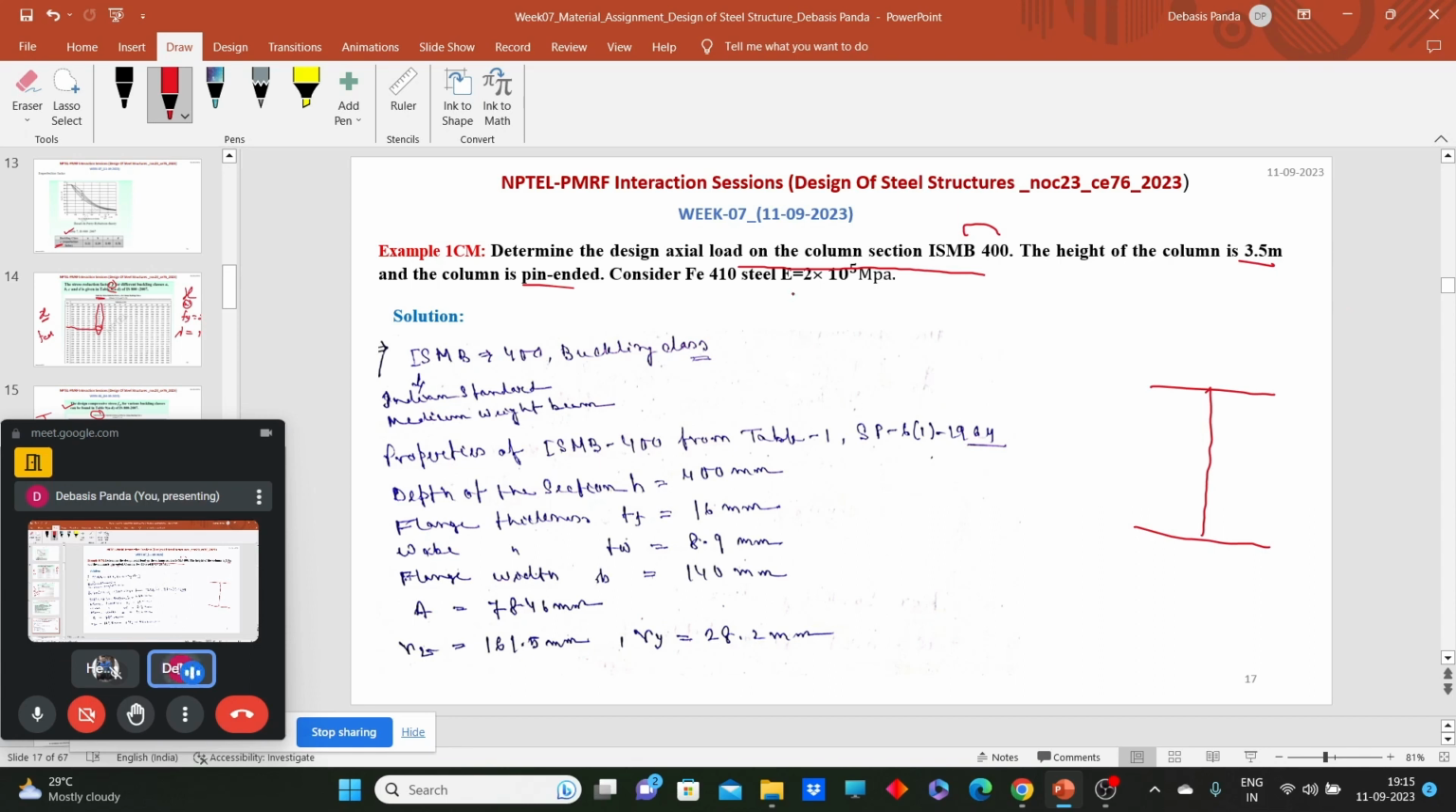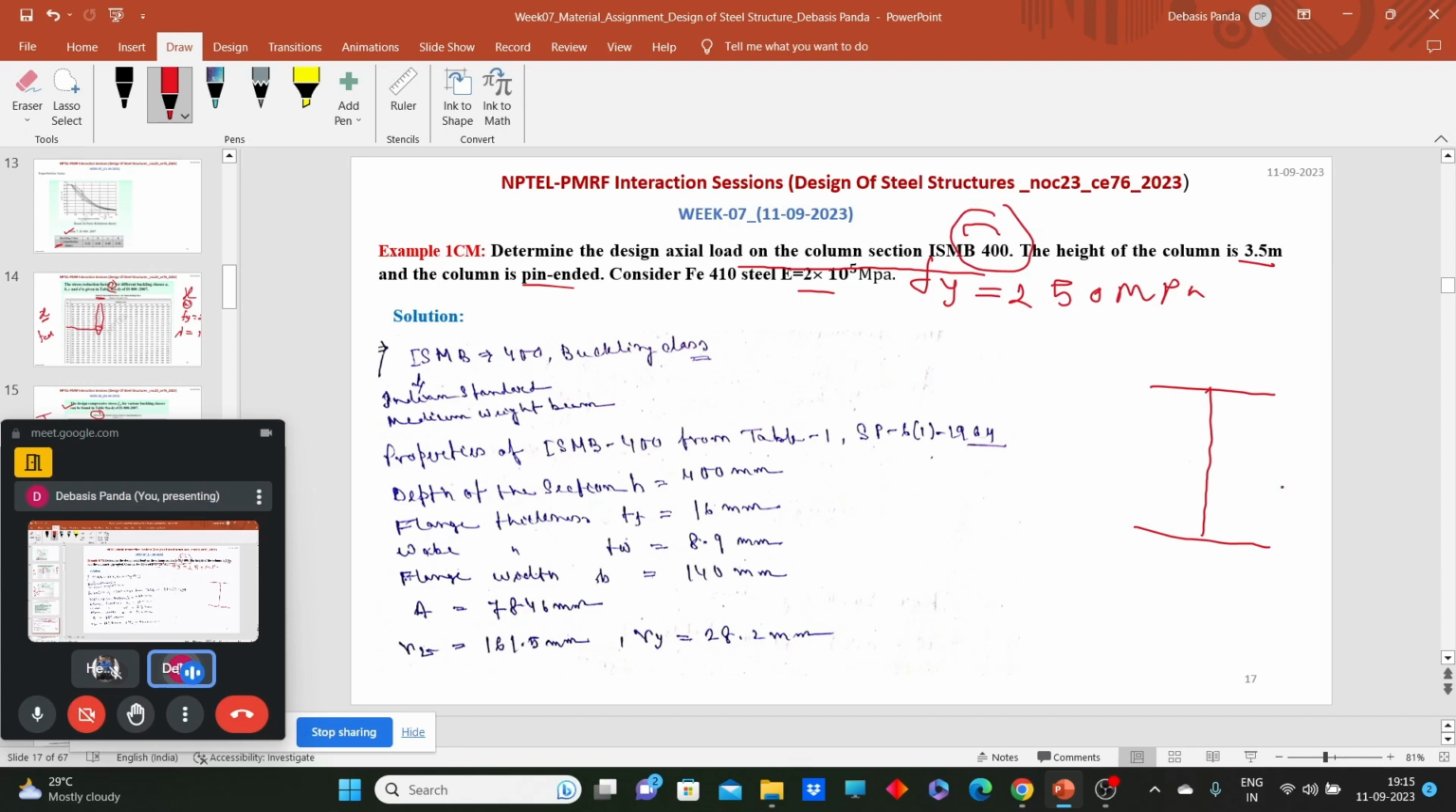Consider Fe 410 steel, E is equal to 2 into 10 to the power 5, and let's say Fy, the yield strength, is equal to 250 MPa. First, the column section is made from ISMB 400, so first look for the ISMB 400 properties.